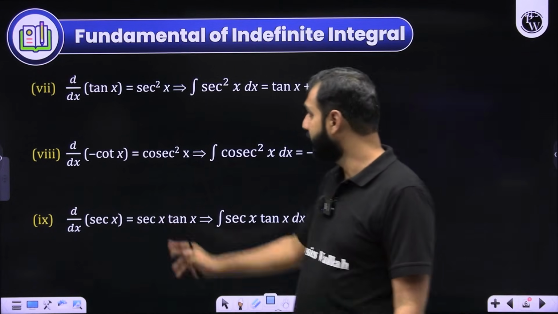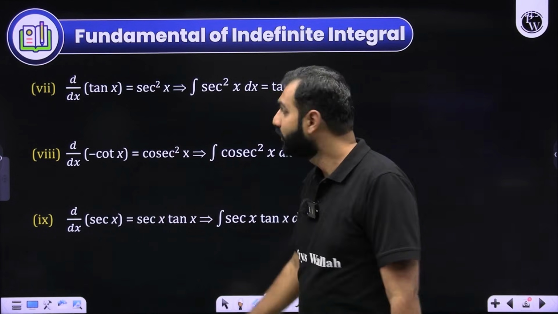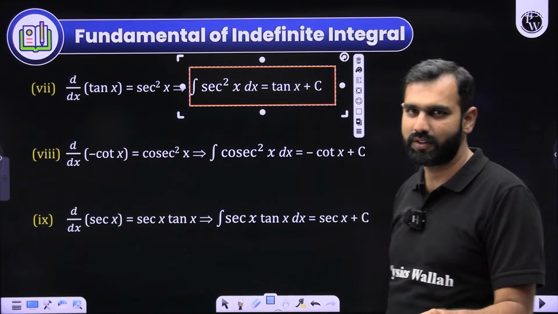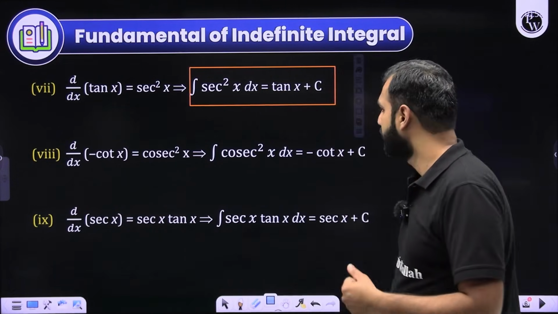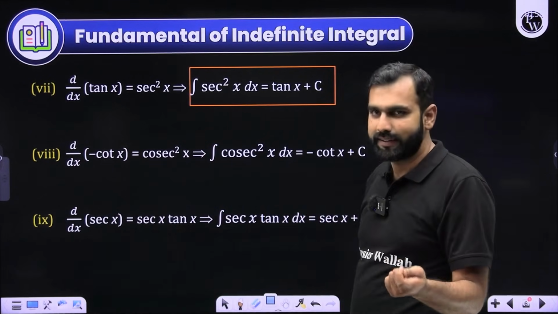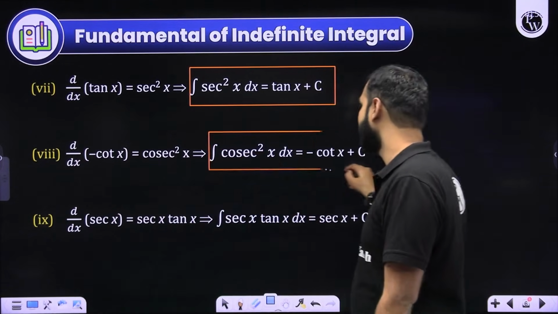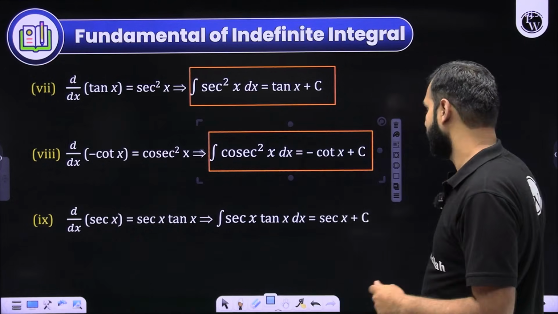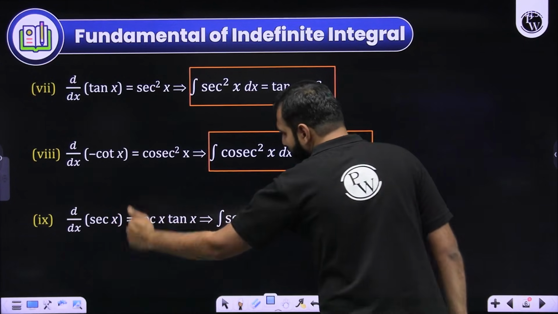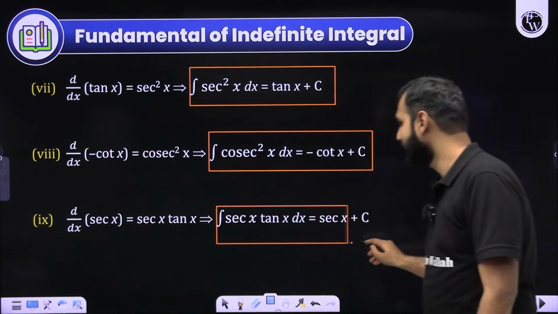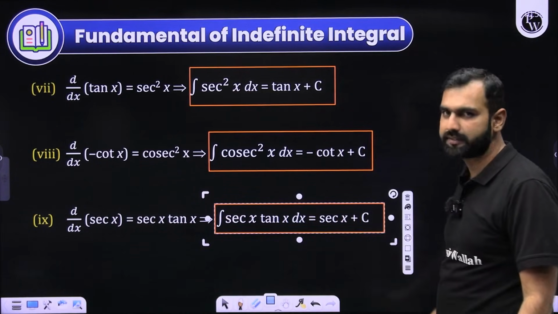Similarly, we knew that the derivative of tan x is sec square x. So the integration of sec square x will be tan x, plus c; if I forget to mention it, I hope you will understand it by yourself. Similarly, the derivative of minus cot x is cosec square x. So on that basis, I'll say the integration of cosec square x will be minus cot x plus c. We know that the derivative of sec x is sec x tan x. So the integration of sec x tan x will be sec x plus c.